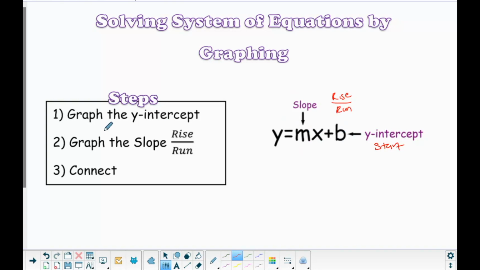Now, I like to keep these steps in mind. First, we always start with the y-intercept. Then we're going to go with our slope, a rise over run, to get to the next point. Then we just connect our dots.